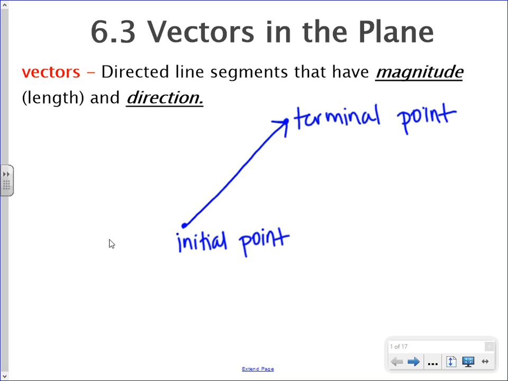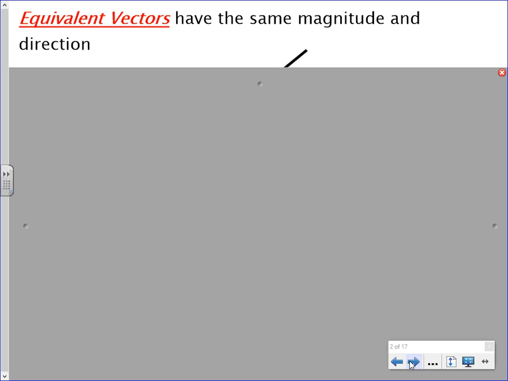Okay, if we're going to talk about that next bullet point, equivalent vectors, what has to be true about vectors if they are going to be called equivalent? Magnitude is the same, direction is the same. Okay, they both have to be the same. And we're going to look at some pictures where they're not the same. But the magnitude, which is notating the length, and the direction, they both have to be the same.